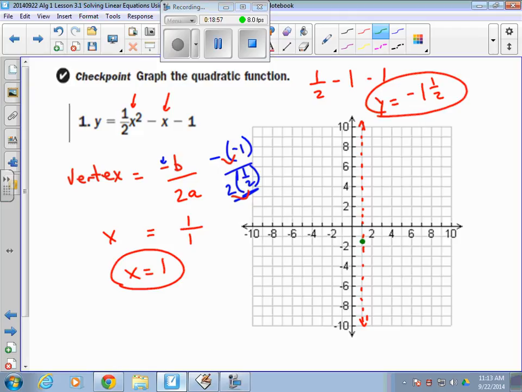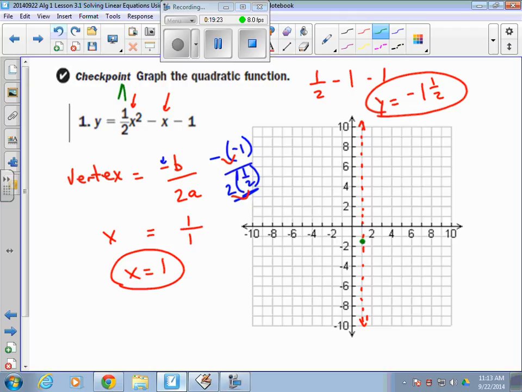So that is your vertex. Is this parabola going to open up or open down? Well, what is our a value? Is it positive or negative? Positive means it opens up. So we're going to draw something that looks like that in a second. In order to determine which direction we draw it, slide over one value of x.